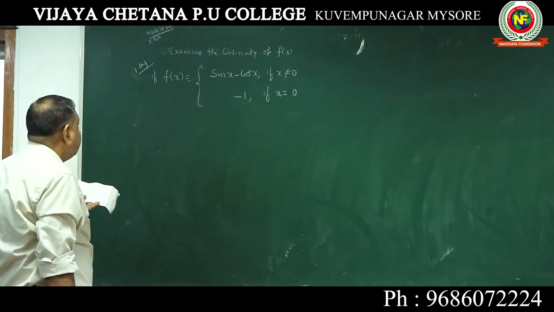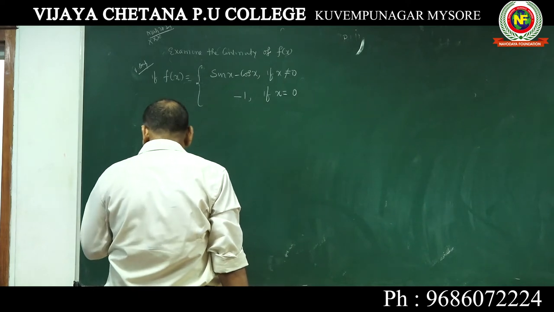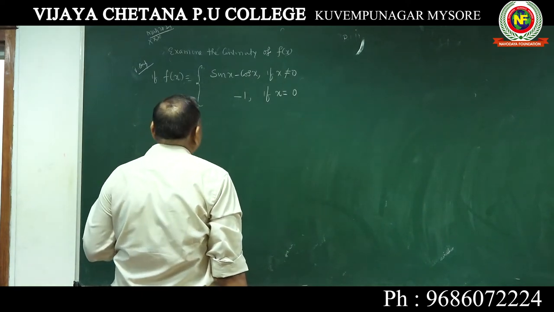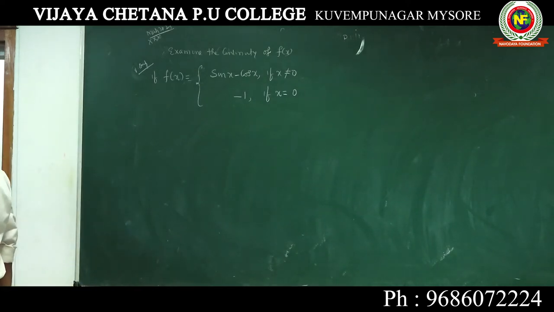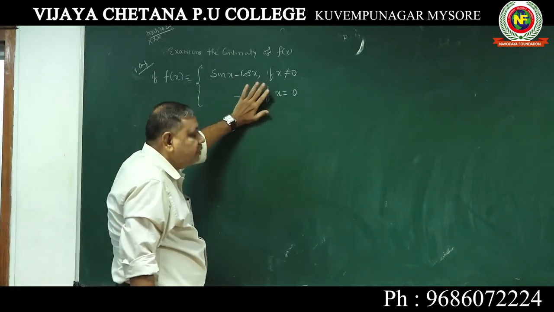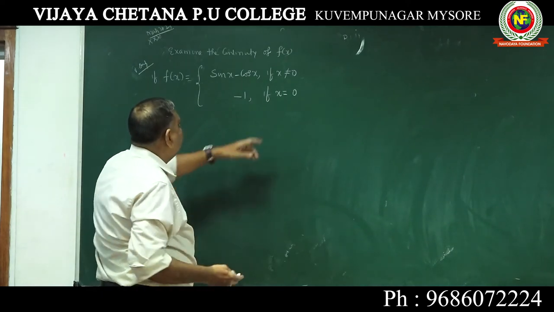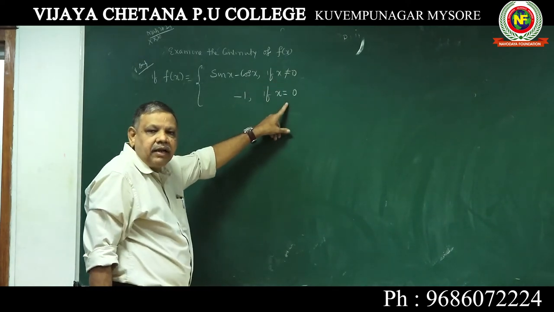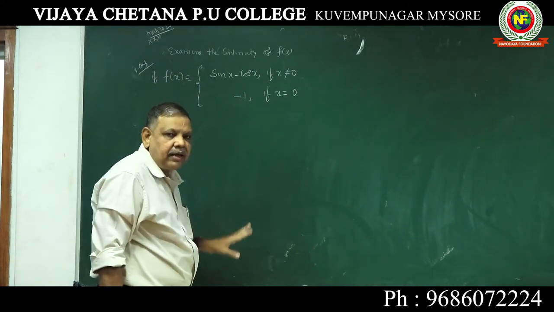f of x is equal to sin x minus cos x if x not equal to 0 and minus 1 if x equal to 0. You have to discuss the continuity at x equal to 0. The point of continuity is a peculiar problem. Here no less than, greater than is given, so the second condition, LHL and RHL, question won't come.